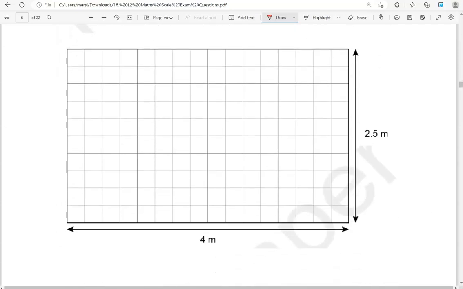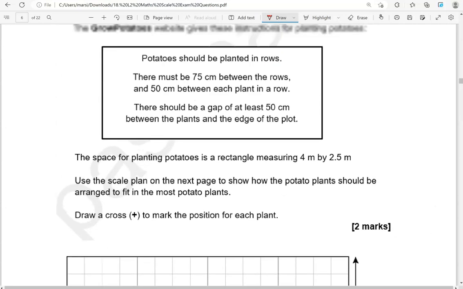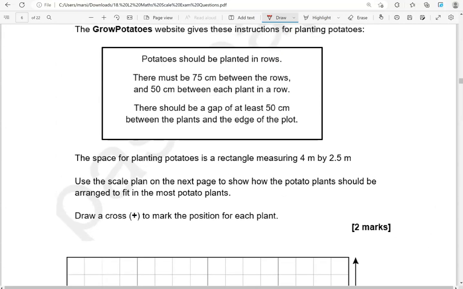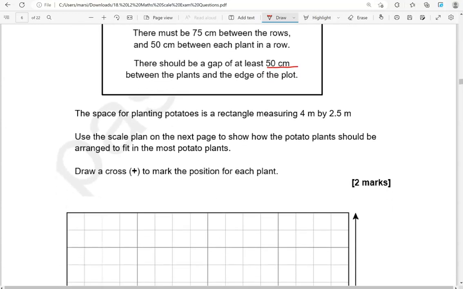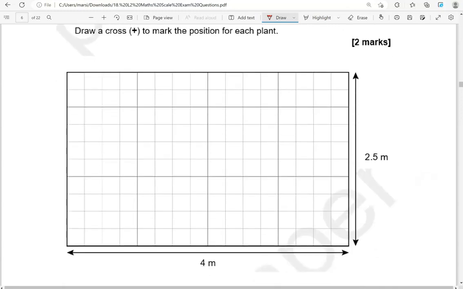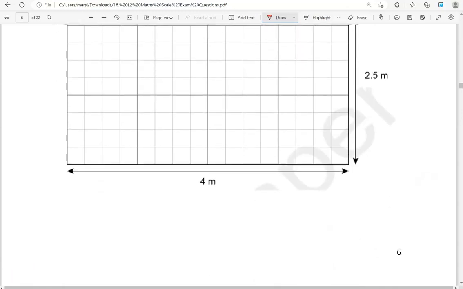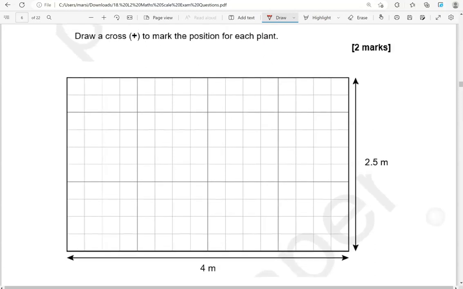So we've got the space here, 4 meters by 2.5 meters. So we know that there should be a gap of at least 50 centimeters between the plants and the edge of the plot. So although we're not given the scale here, we can work it out ourselves. So if this is 2.5 meters, that means that this is 1 meter. And this is half a meter, and this is a quarter of a meter. So we can use that.